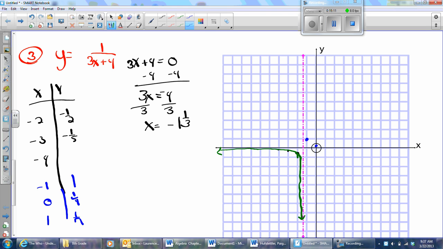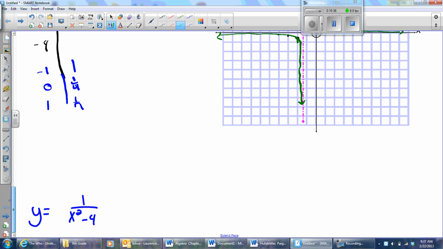And that is going to be down here. And so the other part of my graph is going to do something like this. And there we go. All right, now, one more example, but we're not actually going to graph it.